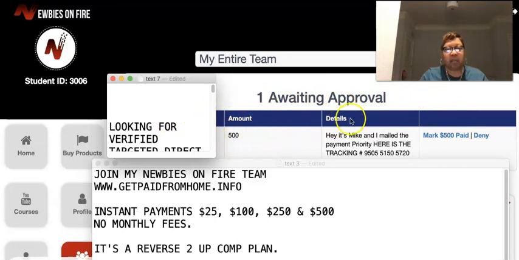It says the amount, and it's the details that the person typed in that box I just showed you. "Hey, it's Mike, and I mailed the payment priority. Here's the tracking number." I covered up the whole thing, but this is just a portion of it. And right here are two buttons. One says mark $500 as paid, and one says denied. So that's my notification that I have money coming to me.